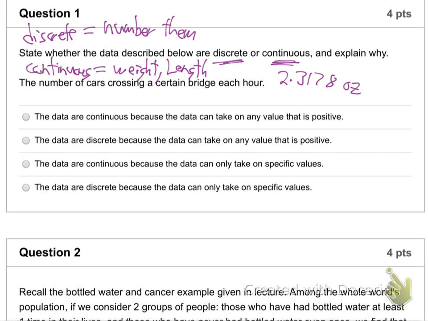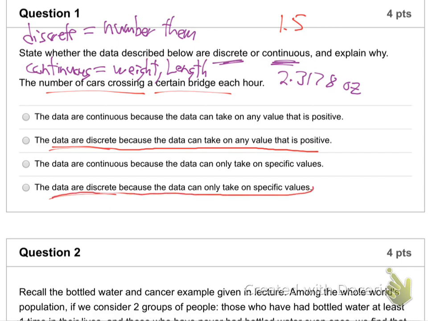So what do you think on this question then? Number of cars crossing the bridge. Discrete, that's correct. Now there's two discretes, huh? Which one is it? Discrete because the data can take on any value? No, not any value. It can't be 1.5. Can't say there's 1.5 cars. Discrete because the data can only take on specific values. Yeah, that's a good way to put it. Specific values, like one car, two car, three car, not 1.5 or 2.5. So there we go. We good? That's not hard, right? Multiple choice, you could nail that out in a week.